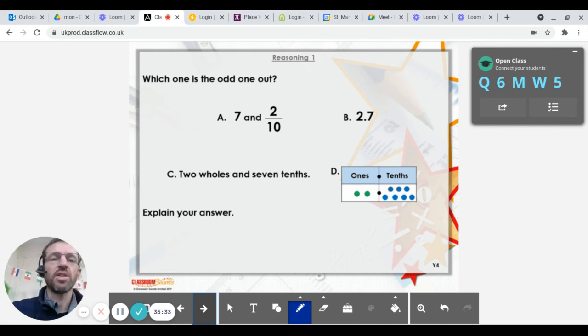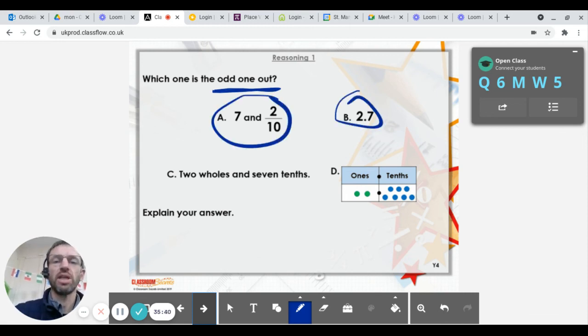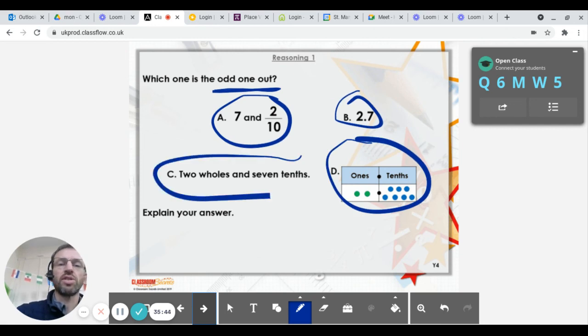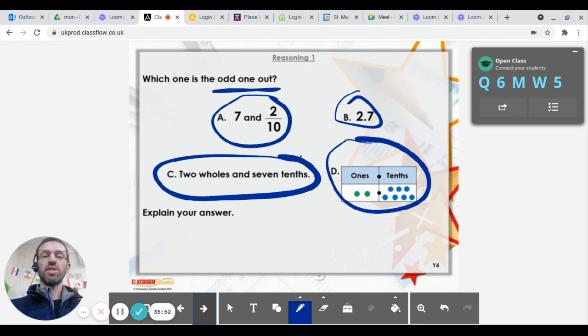Ooh, odd one out time, guys. Odd one out. Which is the odd one out? Again, we've got 4 representations. We've got A, we've got B, we've got D, and we've got C. These are mixed numbers where you've got whole and part numbers. So A says 7 and 2/10. B says 2.7. C says 2 wholes and 7/10.